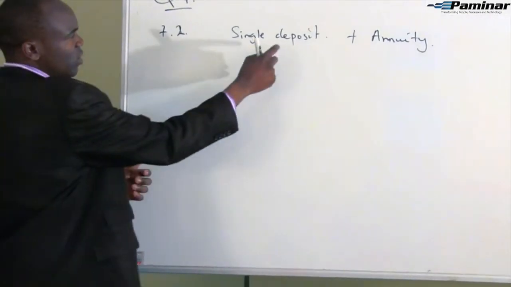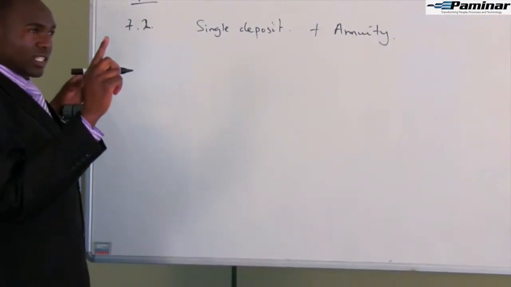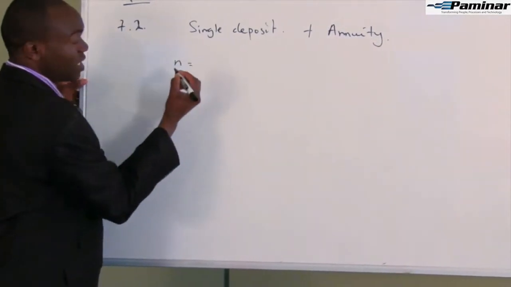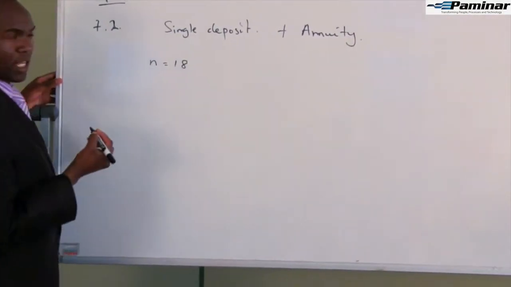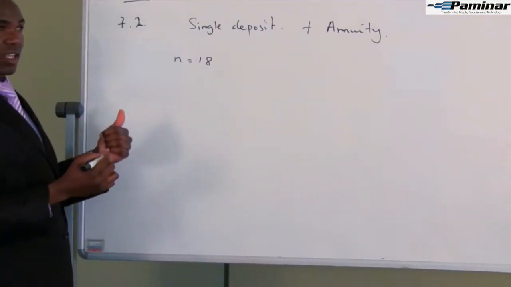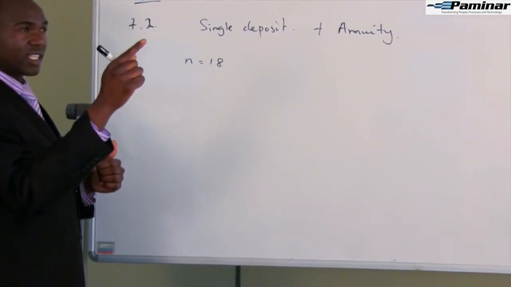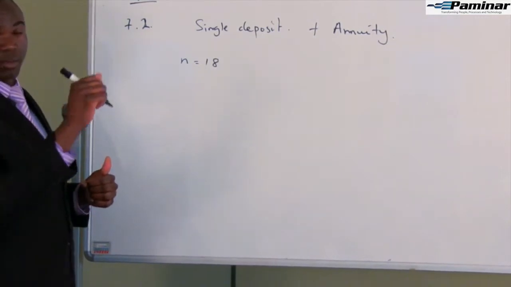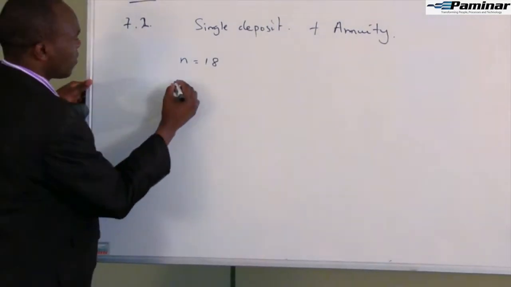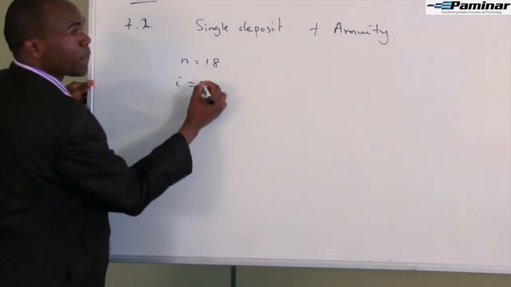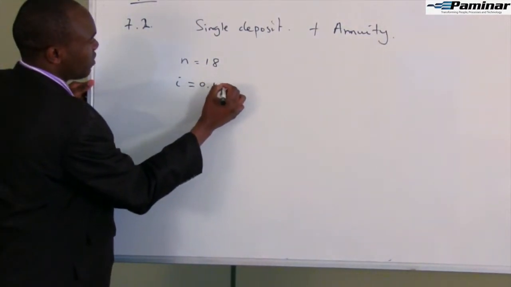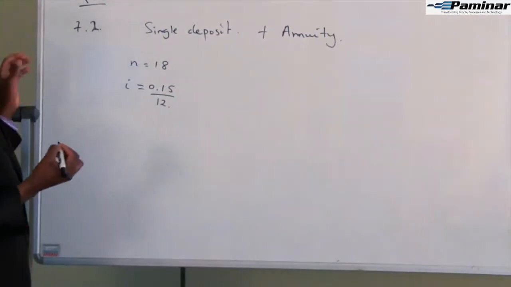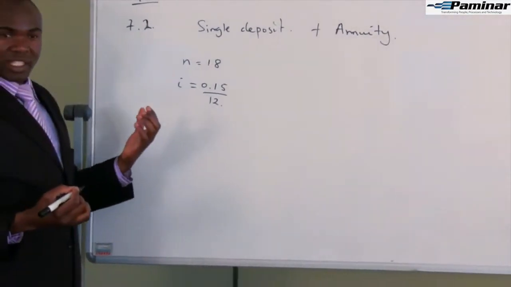It's a future value. So now we are told that it's 18 months, alright? So our N is 18. Now, as for our I, remember I told you that the account earns interest at 15% per annum, but compounded monthly. Please keep note of those. So now our I is going to be 0.15 all over 12. Alright, that's it. So now let's punch in our formulas.